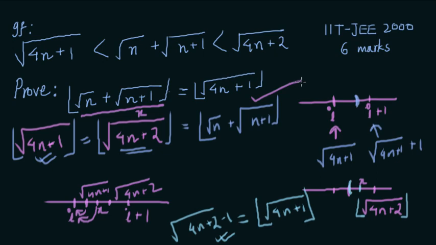See, we did not really use a lot of things to prove this supposedly, you know, notoriously hard problem of IIT JEE 2000. All we used is that root over 4n plus 1 and root over 4n plus 2 cannot have any integer between them. And the second thing we have proved is that the difference, whatever it is, is less than 1. And using only these two facts, we are able to prove it quite easily.